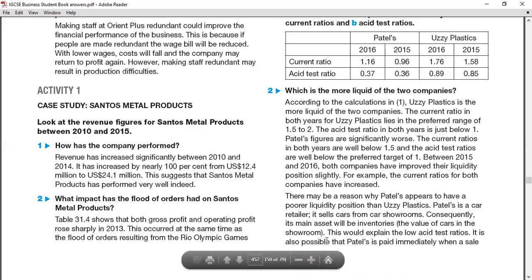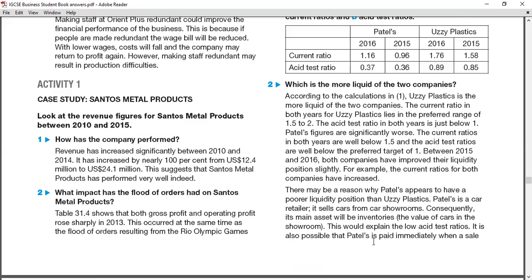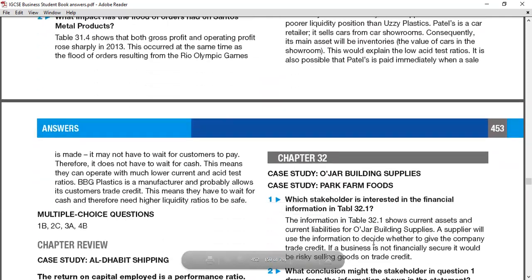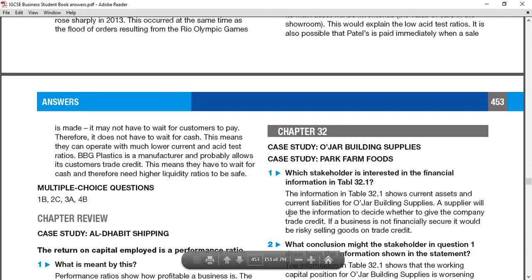So it is also possible that Patel was paid immediately, because when there's a vehicle and you have a sale, you can get the cash immediately. They may not have to wait for the customers to pay, because customers can go for a car loan or vehicle lease, and accordingly Patel can immediately receive the money. Therefore, it does not have to wait for the cash.